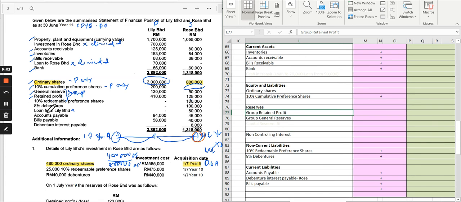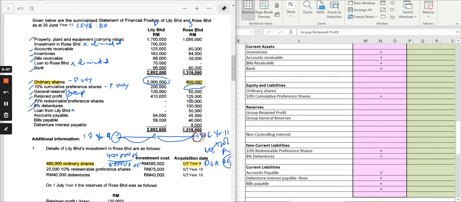Then you have your 8% debenture and 10% redeemable preference shares. This must be included, but you need to look at what is the portion of the parent in the debentures and redeemable preference shares of the subsidiary. So you need to focus here and look at what is the percentage. If you look at the bottom here, you would see that preference shares and debentures were being acquired. So we're going to check what percentage was acquired, but we're just going to prepare the format first.